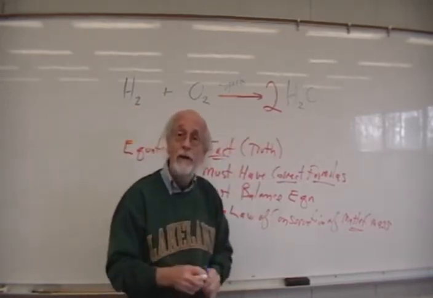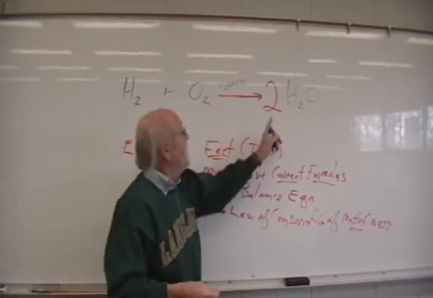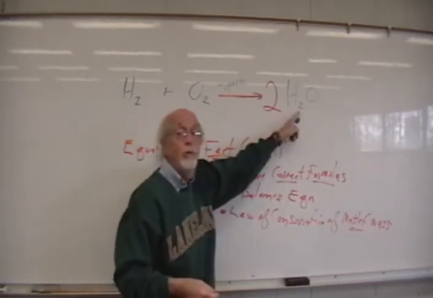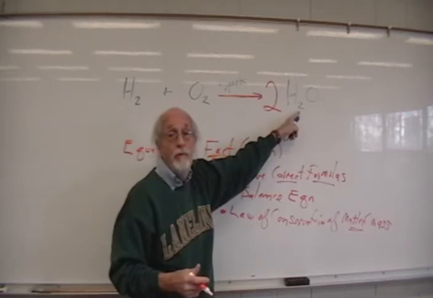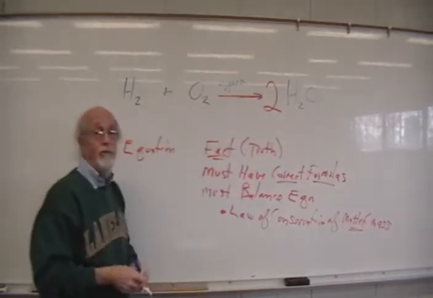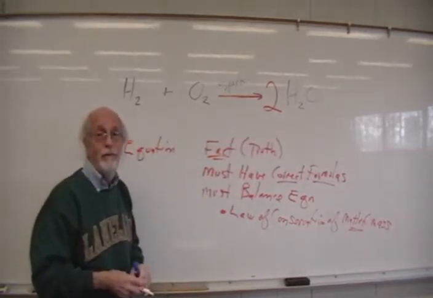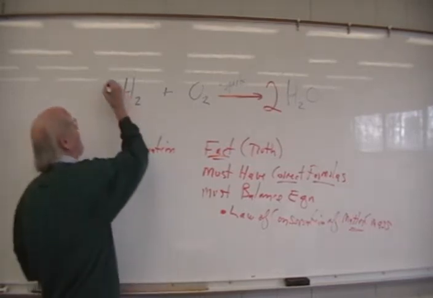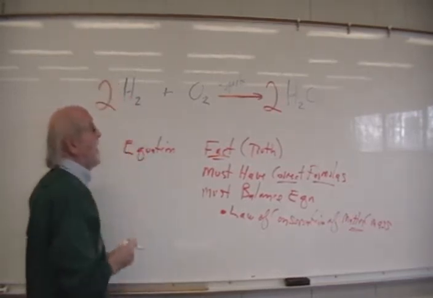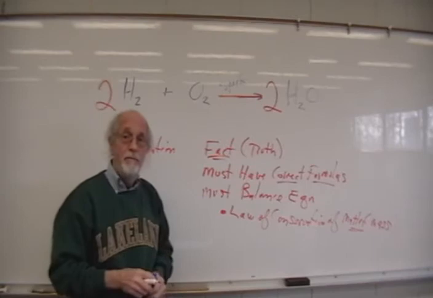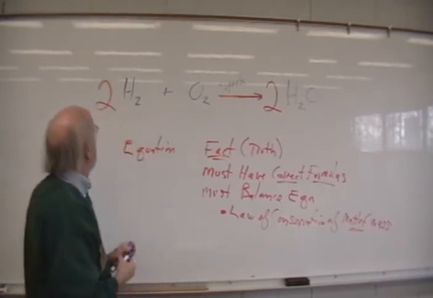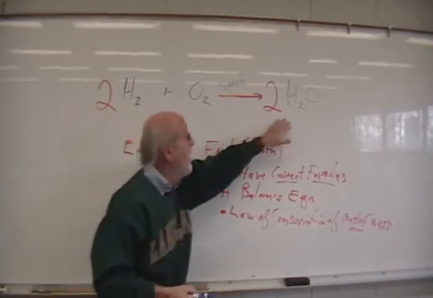But I quickly realized with my human brain that I now have 2 times 2, or 4 hydrogen atoms, and only 2 over there. So what am I going to do? That's right. I'm going to put a 2 here. And now, here's what we've got. If I do the atom count, 4 hydrogens, 4 hydrogens.